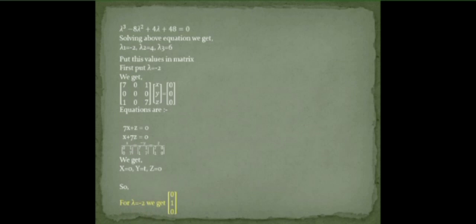So by putting minus 2 in matrix A, we get the following matrix, that is 7 0 1, 0 0 0, 1 0 7 into xyz is equal to 0. By solving this matrix, we get two equations, that is 7x plus z is equal to 0 and x plus 7z is equal to 0. By applying Cramer's rule, we get x is equal to 0, y is equal to t and z is equal to 0. So our eigenvector is 0, 1, 0 for the minimum value of lambda, that is minus 2. The next example will be explained by my friend Harshal Shirode.